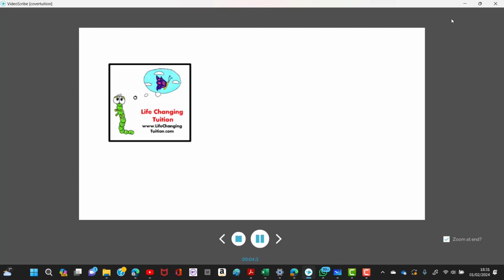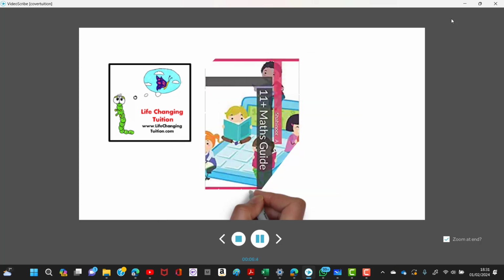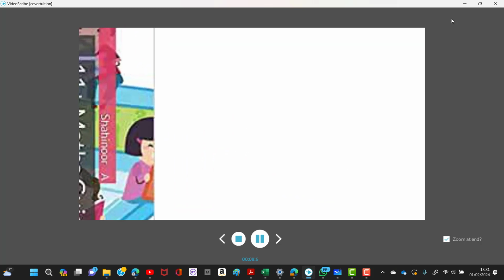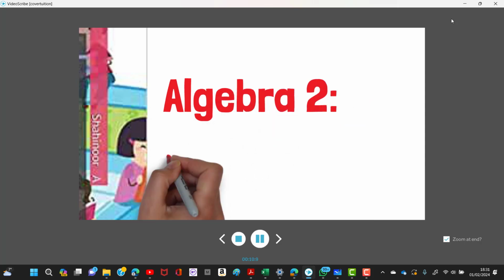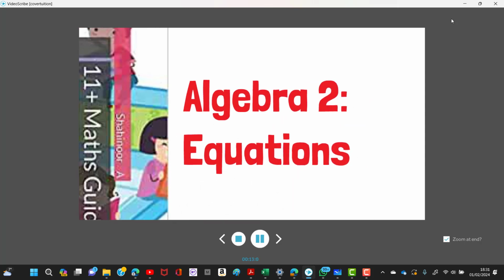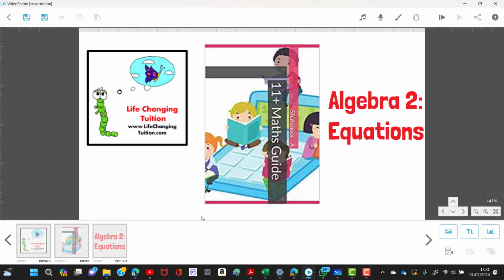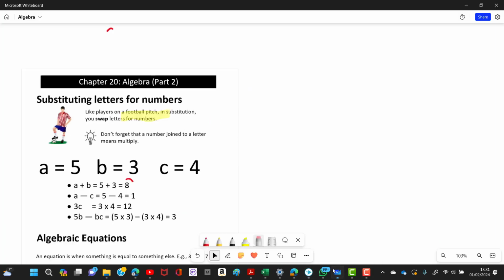Today we're carrying on the series on algebra, again the most difficult topic in 11 plus for maths. Today we'll be talking about equations. What are equations? So let's spin up our whiteboard and jump straight to it.